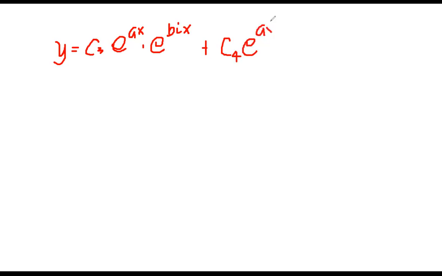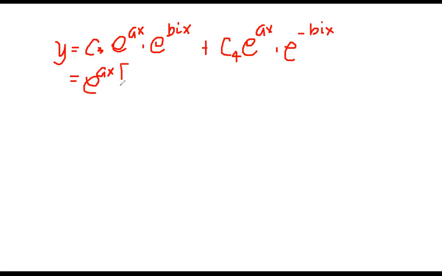So this is y sub c is equal to c sub 3, I think. Yeah, that's e raised to ax times e raised to, of course, bi x, plus c sub 4 e raised to ax times e raised to minus bi x. Now we can factor out e raised to ax. So this will become e raised to ax.